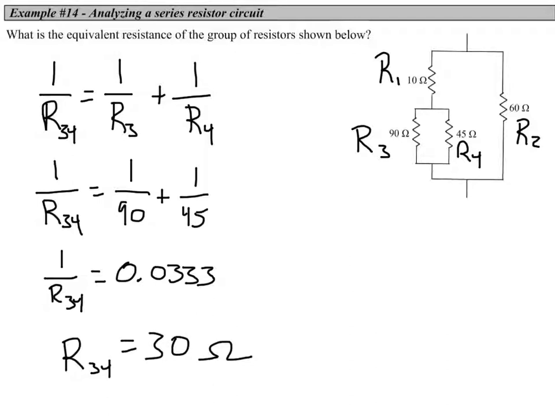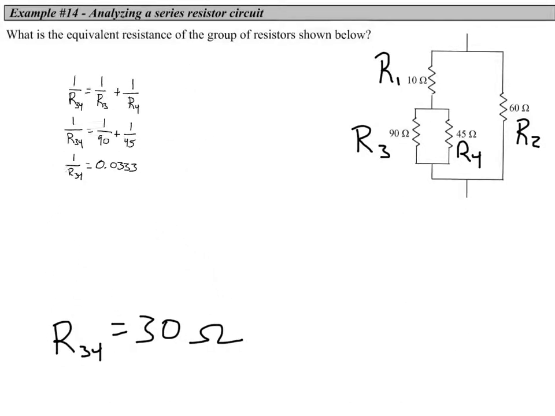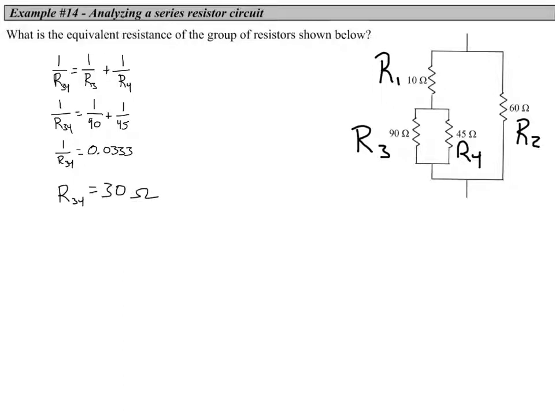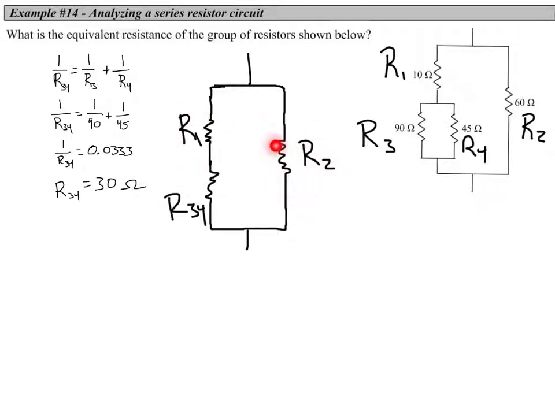What this means is we could effectively replace R3 and R4 with a single 30 ohm resistor, and it would have the same effect on that circuit. And we can actually redraw this circuit to look like this, where we've got R1 and R2 still in place, and we've replaced R3 and R4 with a single resistor, R34. Now when we look at this, regardless of which way the current comes, either from the top or the bottom, there's a junction there where R2 and R1 and R34 are in parallel with each other. R1 and R34 are in series with each other.